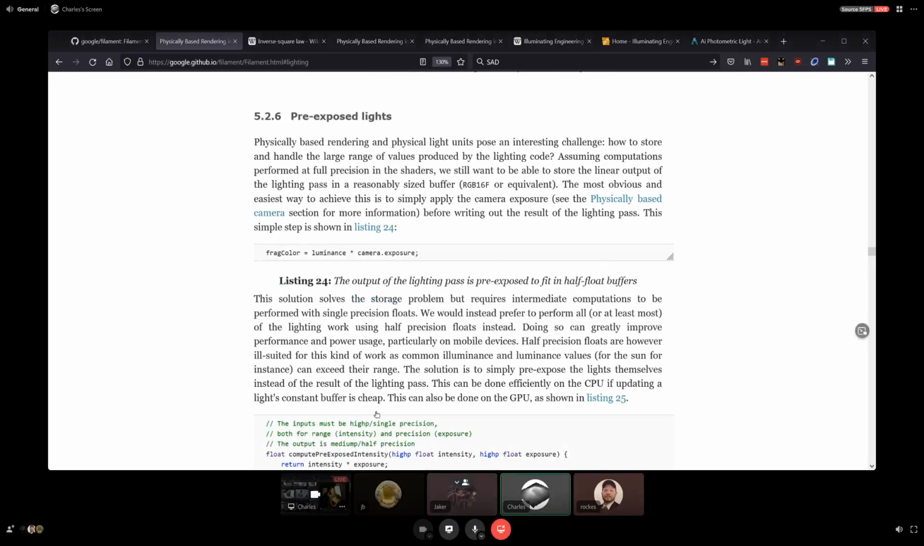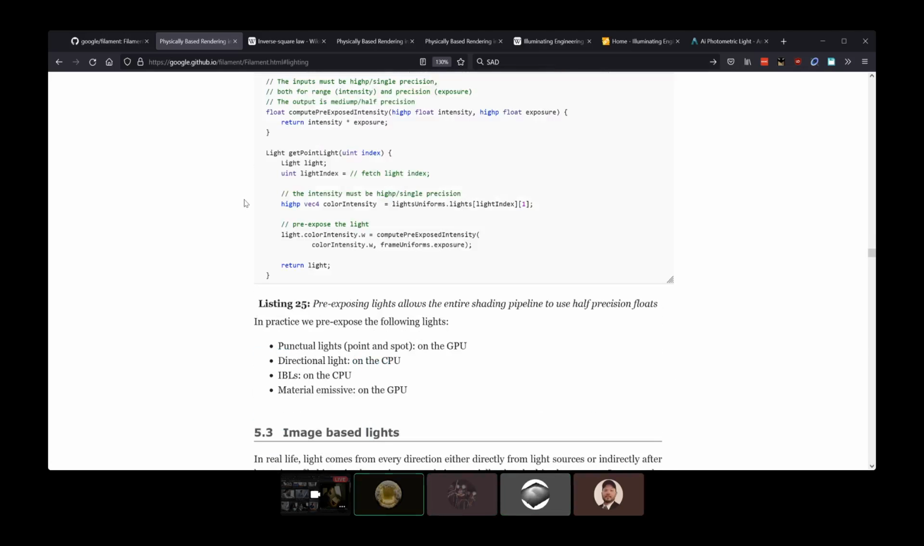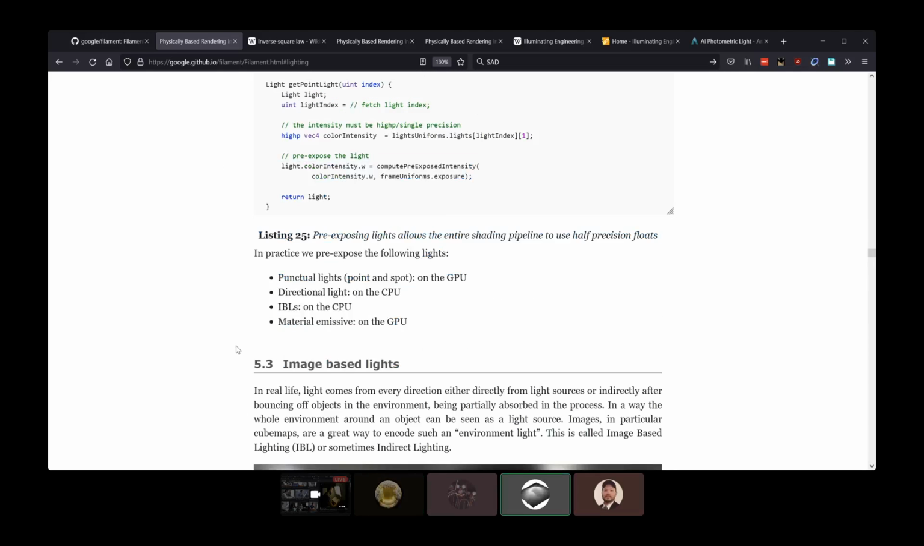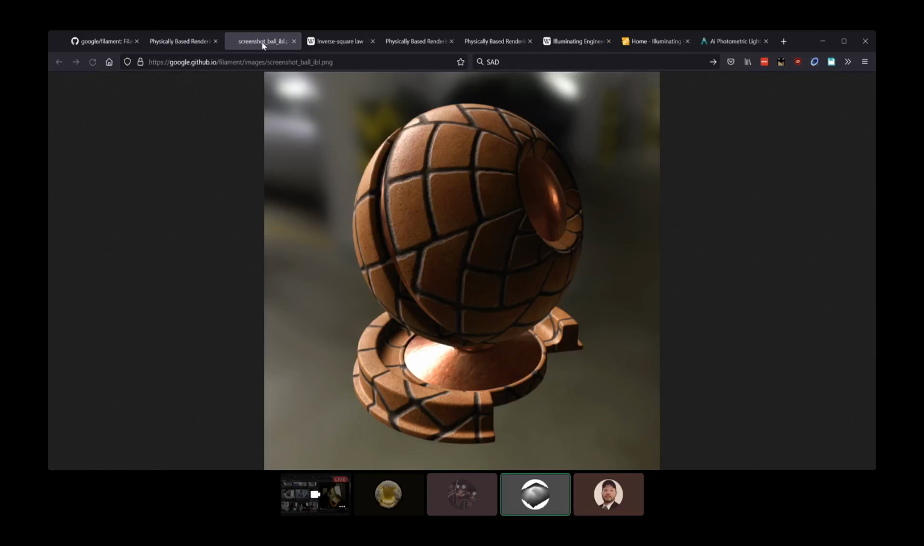Okay, back on topic. Do we want to keep going? I think we should probably stop here. It's probably been an hour and a half. Yeah, it has. We're at the image-based lights. Okay, so we'll quickly go through this.